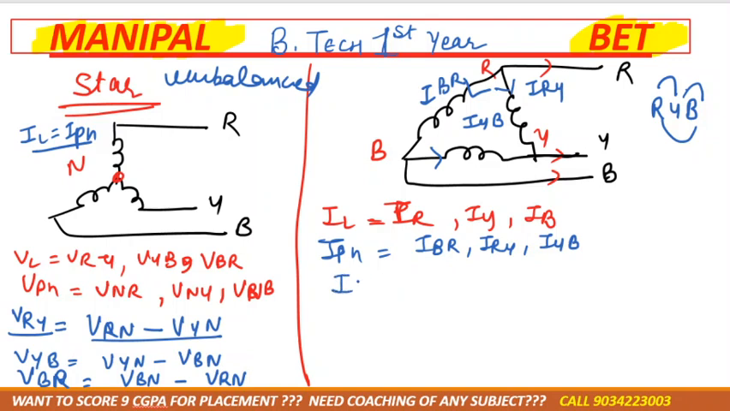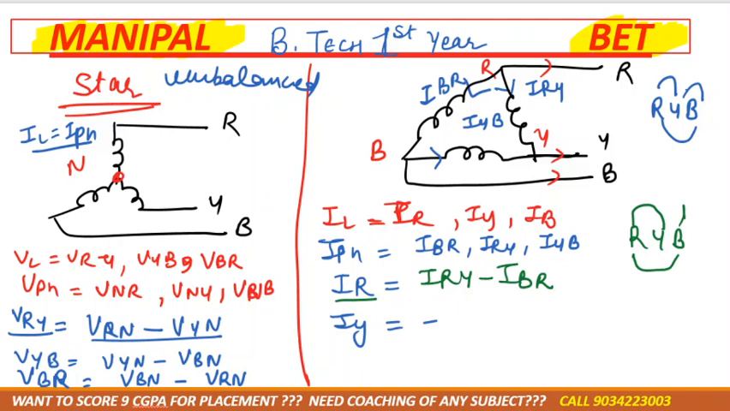There is one relation, that IR is equal to IRY minus IBR. See the sequence I'm telling you: if IR is there, then R to Y minus B to R. If you want to calculate IY, what would be the sequence? Y to B and R to Y. So it would be IYB minus IRY. Similarly, you tell me for IB.